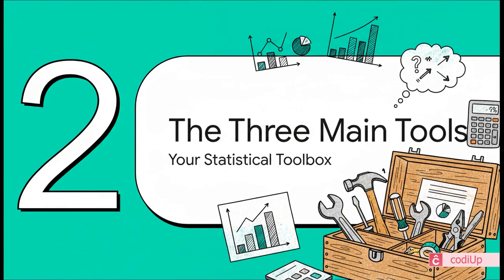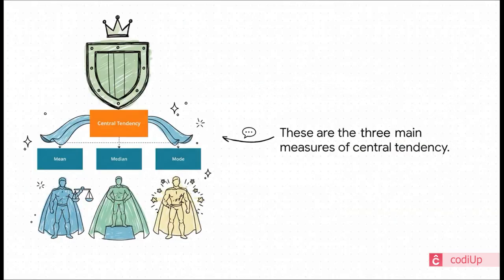Okay, so how do we actually find the central value? Well, it turns out we've got a few different ways to do it. I like to think of it as having a statistical toolbox. You wouldn't use a hammer to turn a screw, right? It's the exact same idea here. You've got to pick the right tool for the data you're working with. And here they are, our 3 main tools: the mean, the median, and the mode. Let's think of them as the 3 superheroes of our story today, and each one has its own special power.